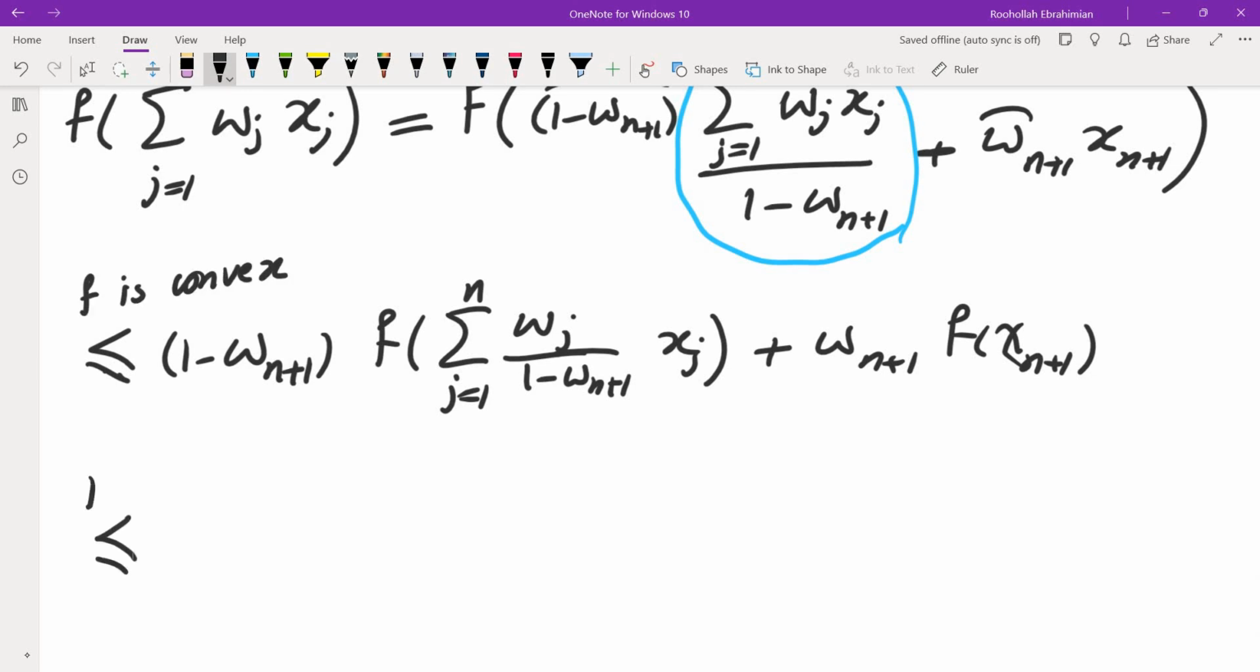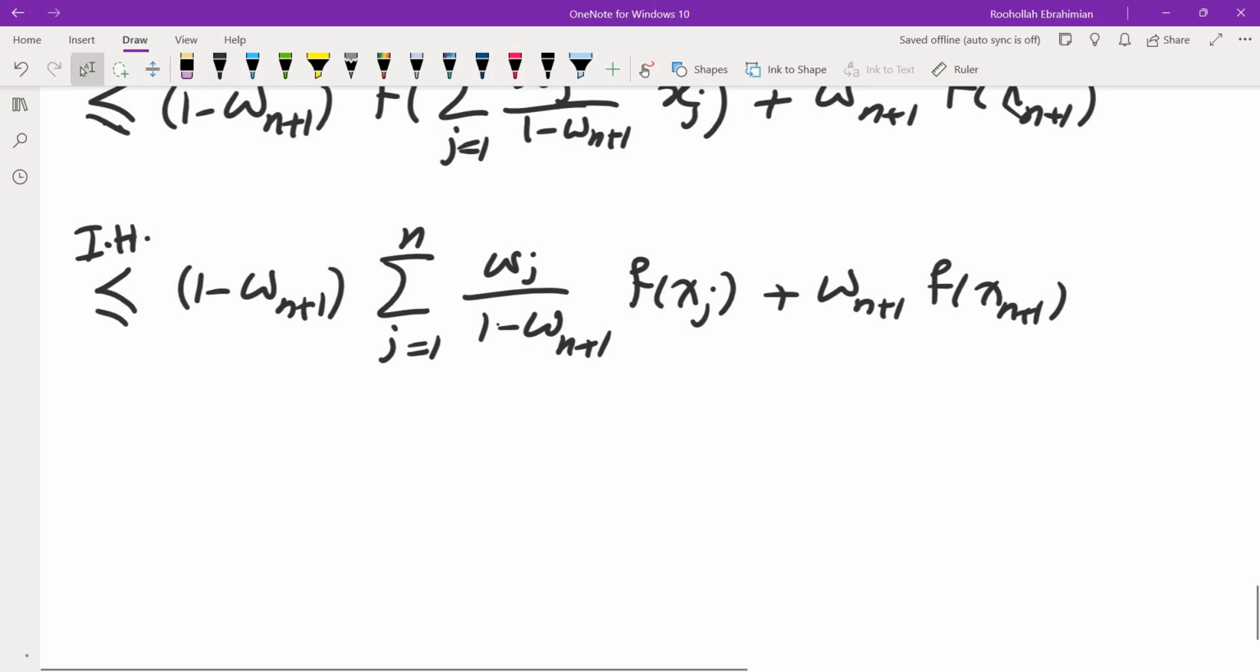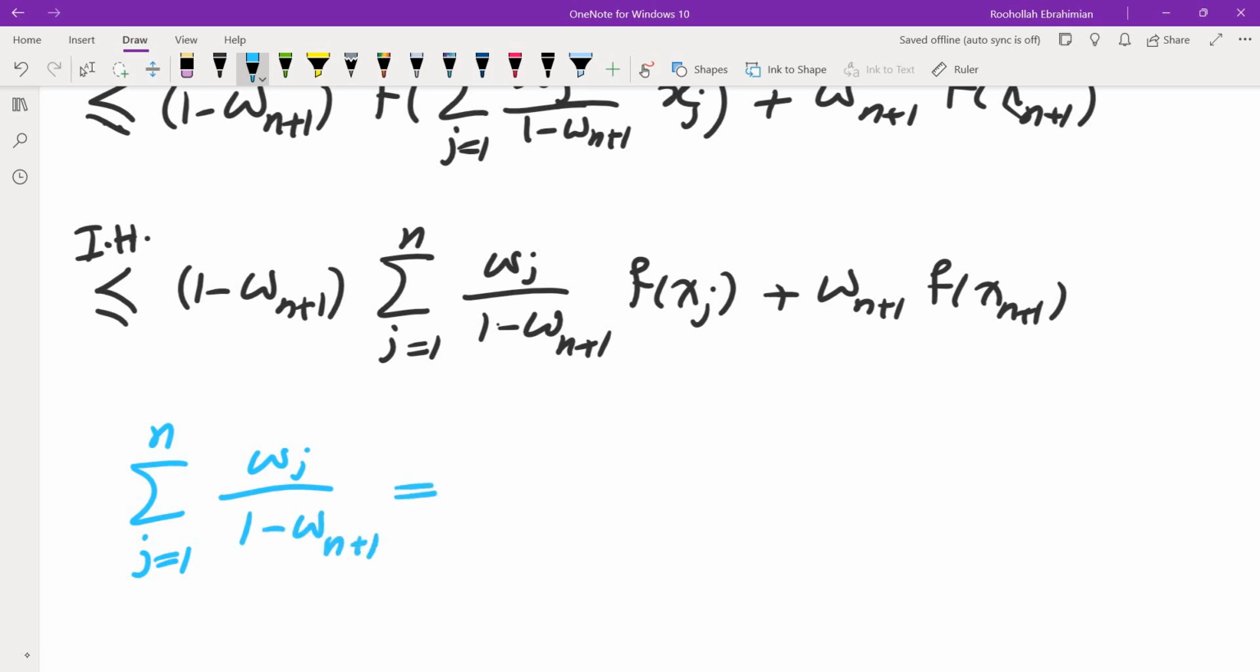Now the inductive hypothesis tells us that this is less than or equal to 1 minus wn plus 1 times the sum of wj over 1 minus wn plus 1 f of xj, plus wn plus 1 f of xn plus 1. Here I'm using the fact that the sum j equals 1 to n of wj over 1 minus wn plus 1 gives the sum of wj, j equals 1 to n, divided by 1 minus wn plus 1. And this is 1 by assumption.